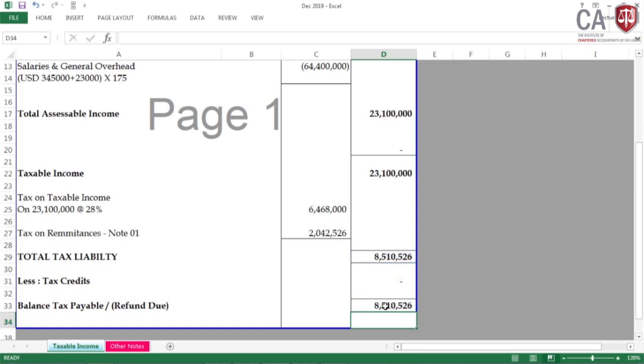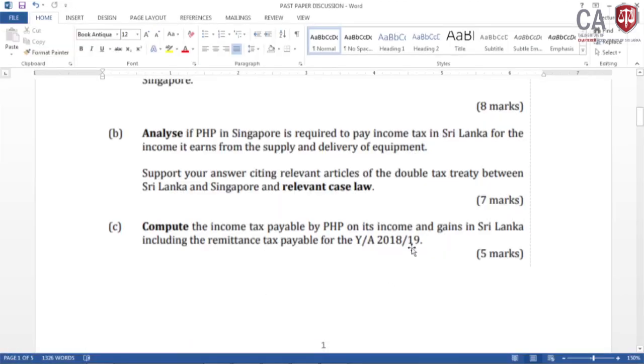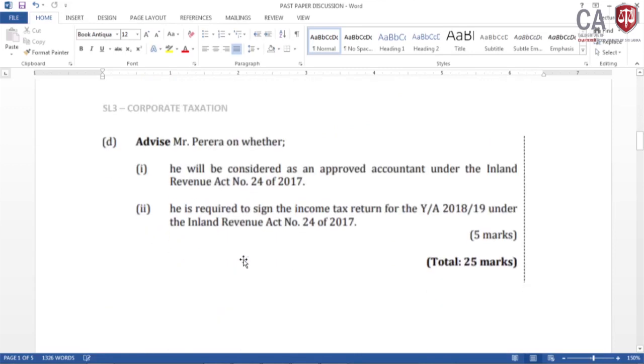Then everything has been explained to you. Now we will come to the last part of the question. I will take my Word document since I have explained this part. The 5 marks it's asking is whether Mr. Pereira, chartered accountant, is an approved accountant. My answer is yes. Why am I saying yes? As per section 195, under the approved accountant definition, he is the approved accountant.